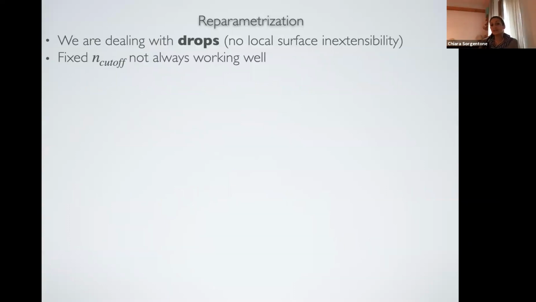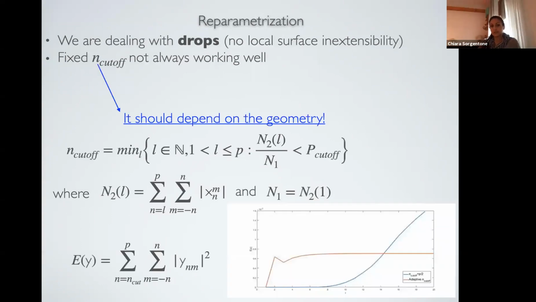But we are dealing with drops. And so we do not have any local surface inextensibility as there is for vesicles. So our drops can deform quite a lot. And we have seen that using a fixed cutoff is not always working well. So the first thing that we did is that we made an adaptive cutoff that depends on the geometry. And why? The reason is super easy.